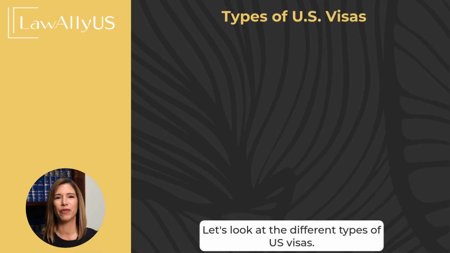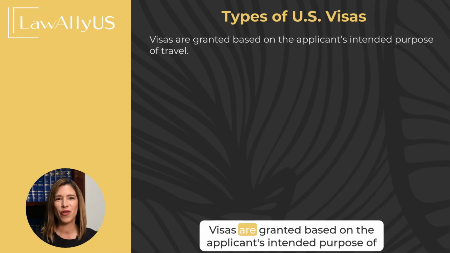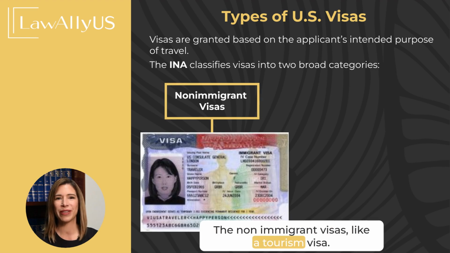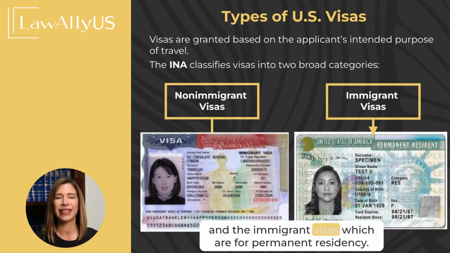Let's look at the different types of U.S. visas. Visas are granted based on the applicant's intended purpose of travel, and INA classifies visas into two broad categories: the non-immigrant visas, like a tourism visa, and the immigrant visas, which are for permanent residency.